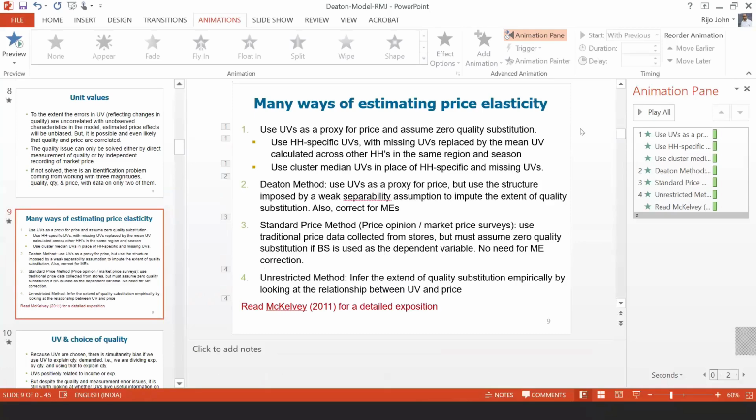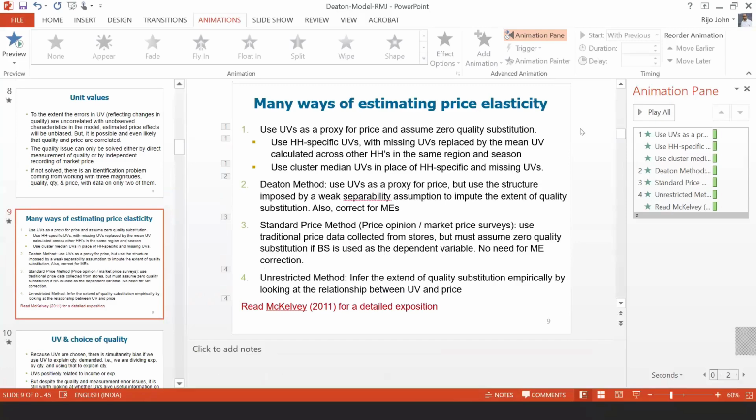That changed totally when Deaton introduced his model. Deaton's model also uses unit values as a proxy for prices, but the difference is that this particular model uses a particular structure imposed by a weak separability assumption to impute the extent of quality substitution. So in effect, Deaton's model is actually correcting for any quality variation in unit values. It also corrects for measurement errors in addition to that. So it sort of takes care of both the issues with the unit values that we already discussed.